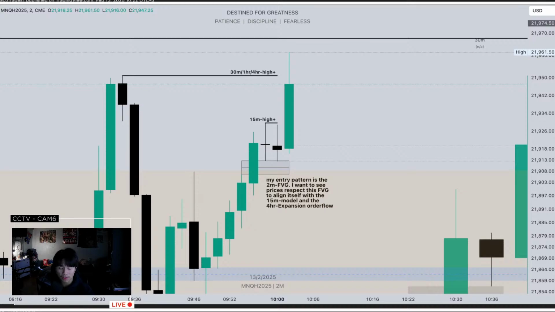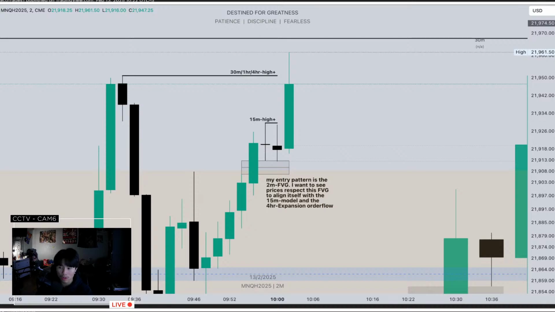So in this specific trade, I notice, hey, there's a 2-minute fair value gap here, right? And this 2-minute fair value gap is better known as a BISI, buy side imbalance, sell side inefficiency. A BISI supports higher prices. And the way that we close here on this 2-minute fair value gap suggests to me that we should respect this inefficiency to continue higher, to attack the 15-minute high and the 30-minute high.